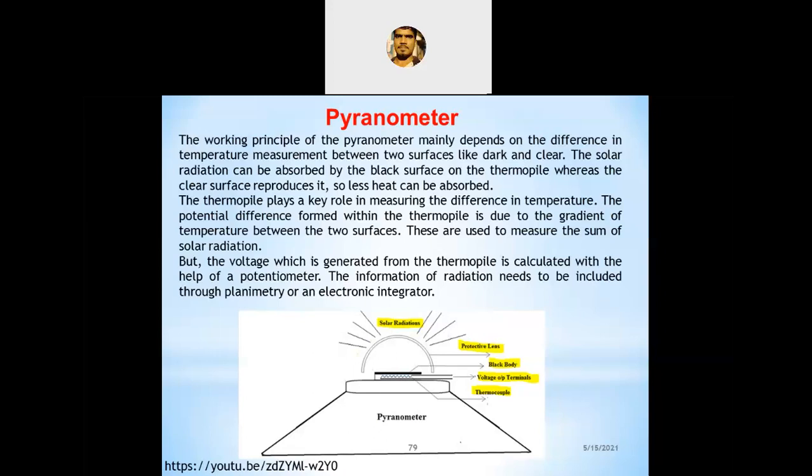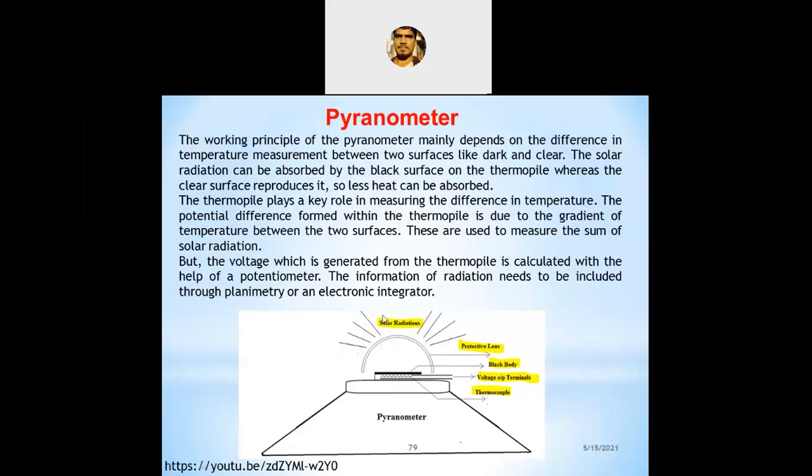It's one typical pyranometer generally used for measuring total or global solar radiation. So in the picture on the slide, you can observe the device. It's a pyranometer with thermocouples on the bottom, and there is a voltage difference. Above that there is a black body and a protective lens, and solar radiation. It's a spherical protective lens.